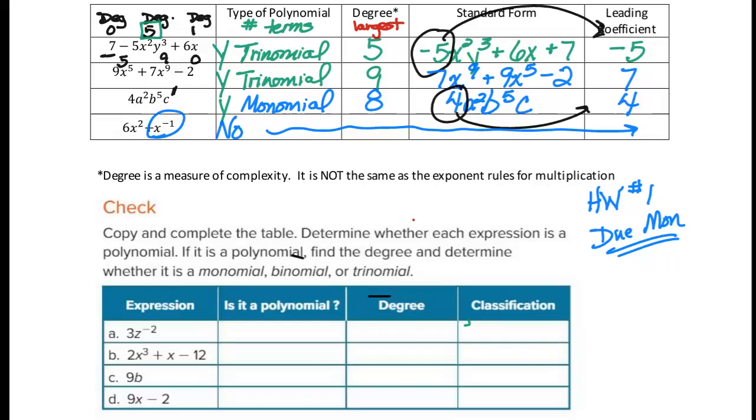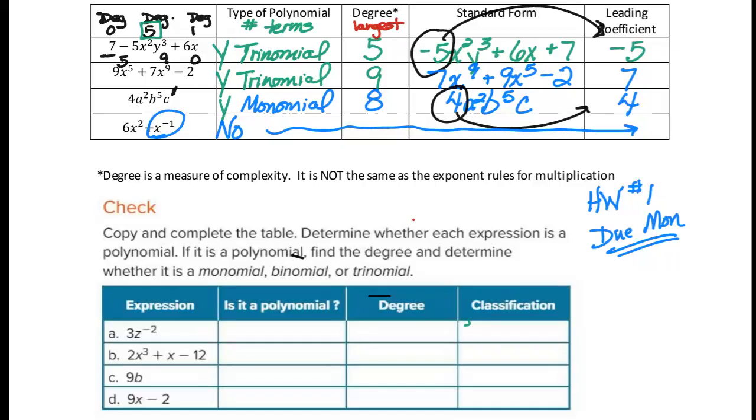10k squared. 10k squared. Minus 3k plus 9. So you just line them up vertically and add them together. Put together your like terms. Okay. So standard form, you want to go from greatest degree to smallest degree.